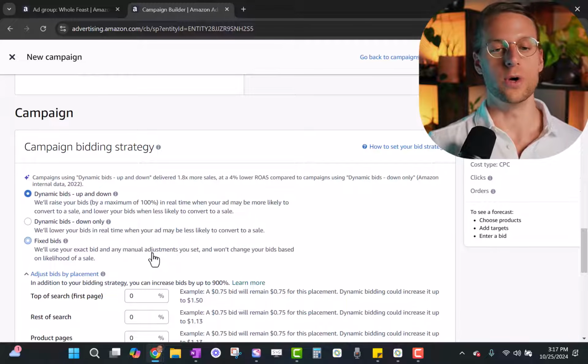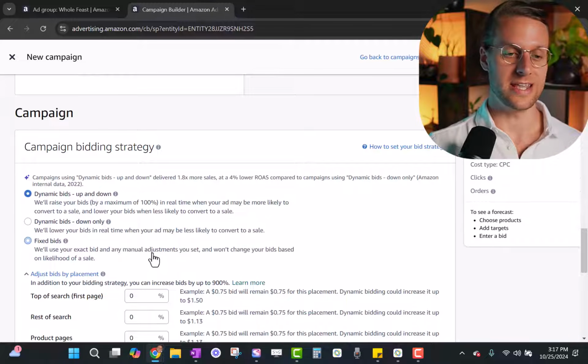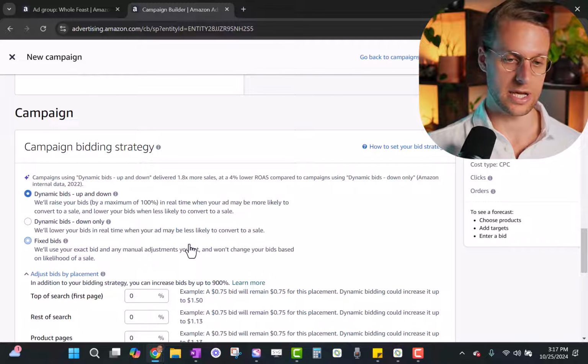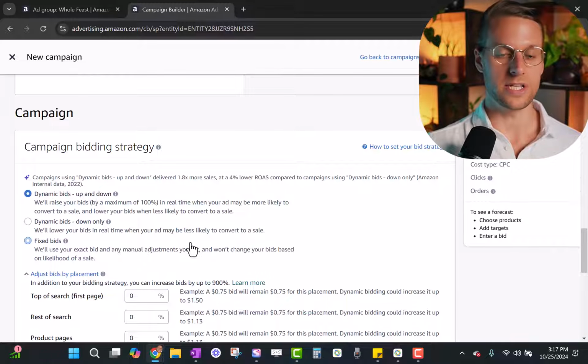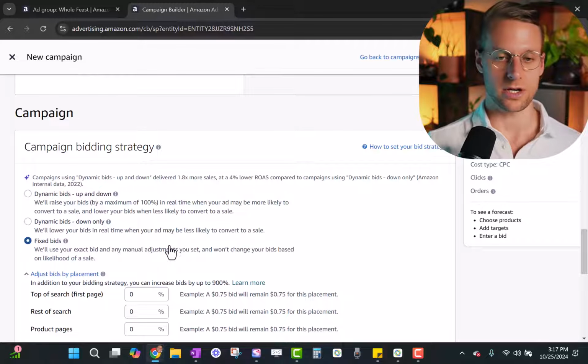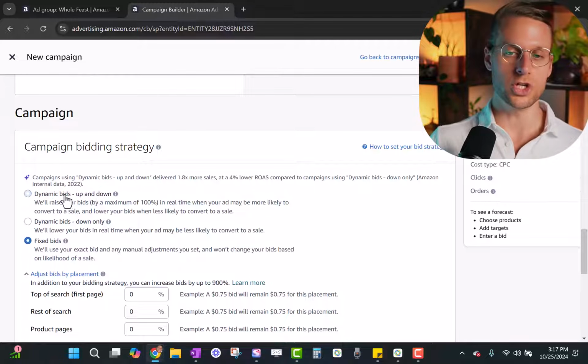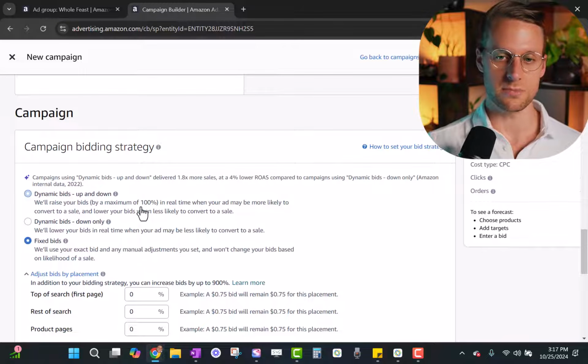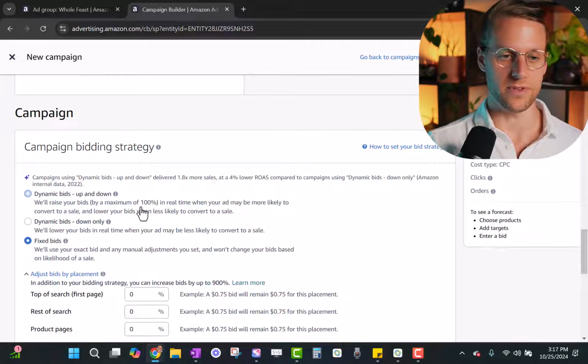So one thing to take into consideration here is that bid does not equal cost per click. Even if I bid $4, that doesn't mean that if I use fixed bids, all my cost per clicks are going to be $4. The bidding is just what gets you into the placement. So all that means is if I'm bidding $4 and everyone else is bidding $6, Amazon's not going to show me for that keyword because my bid is just too low. Whereas if I bid $4 and put dynamic up and down, Amazon would adjust it up so that I would still get placements because I gave them flexibility to.